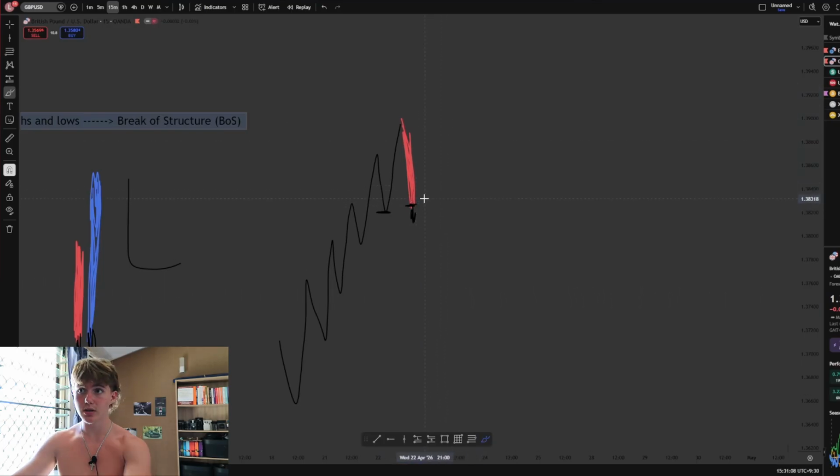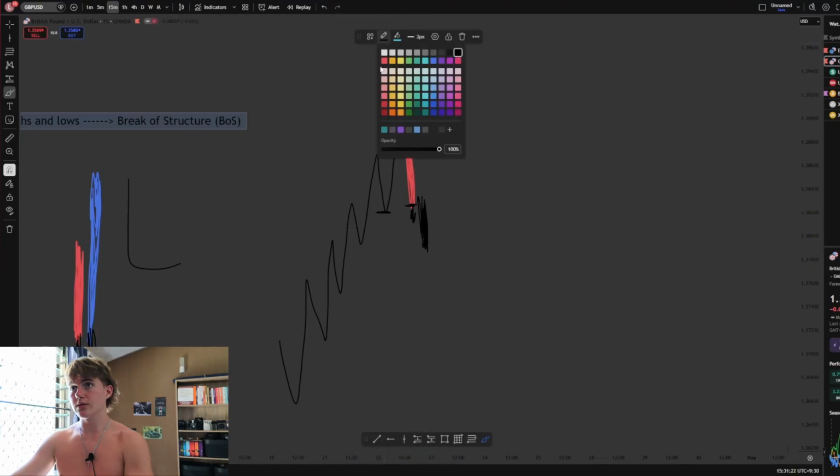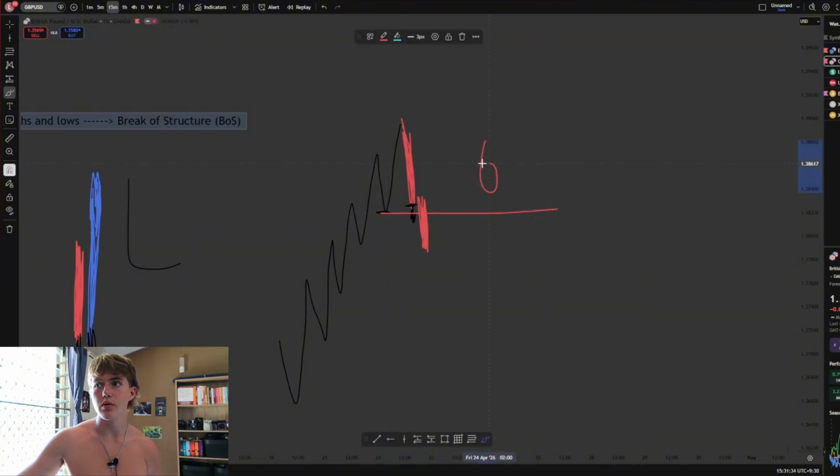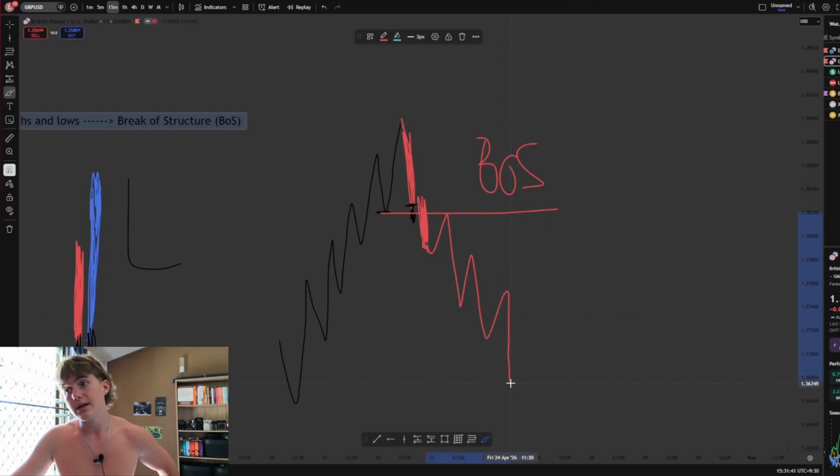We break structure when it doesn't matter if this candle went below it. All price needs to do is close below. This is going to practice my drawing skills as well. Bang, close below. Wait for it. Bang, close below. Now that is a break of structure and likely going to go down.